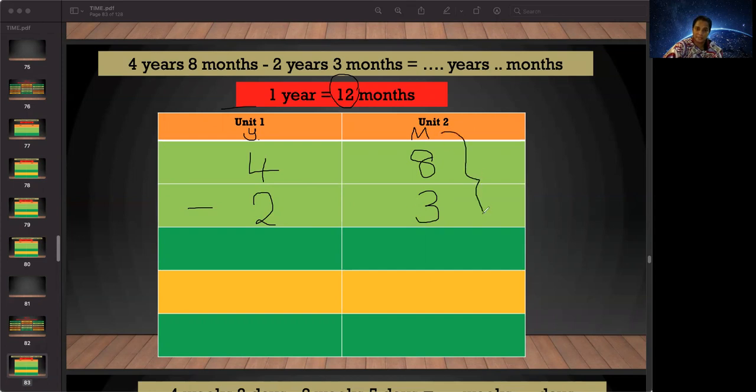Work with the months first. 8 minus 3, you'll have 5 months. And 4 minus 2, you'll have 2 years. Now, your answer can be written as 2 years and 5 months.